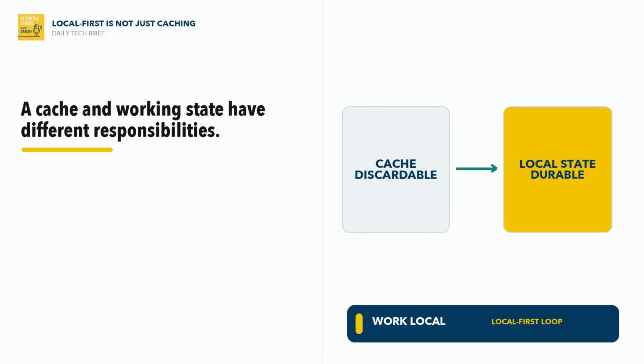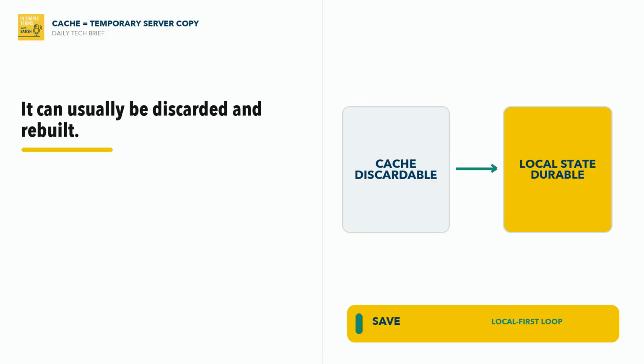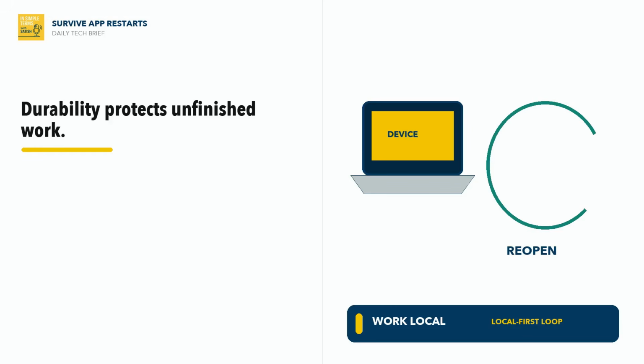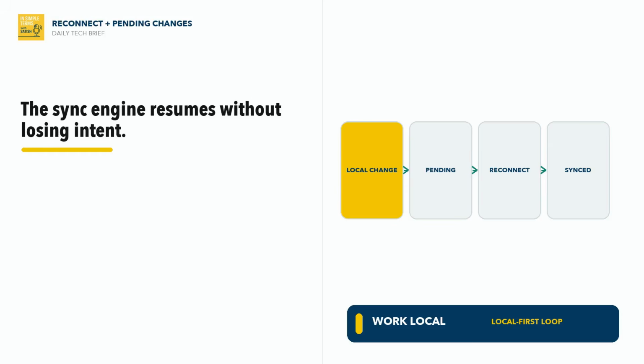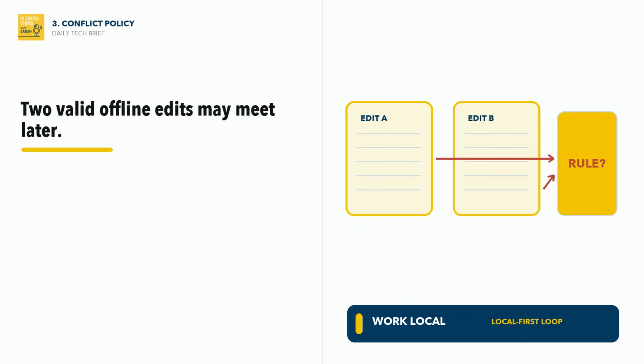This is why local first is not just caching. A cache is usually a temporary copy of server data. Local first state is part of the working system. It has to survive app restarts. It has to handle reconnects. It has to understand pending changes. And it has to deal with conflicts.